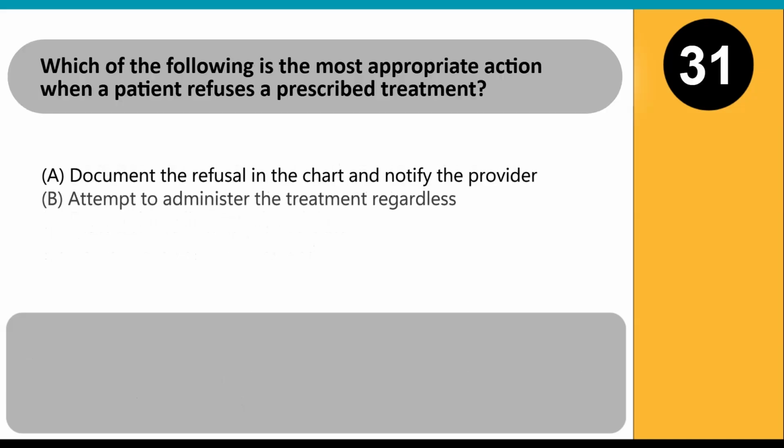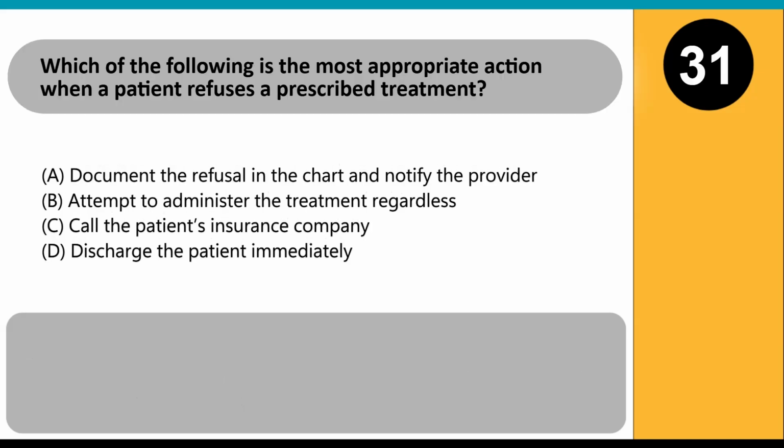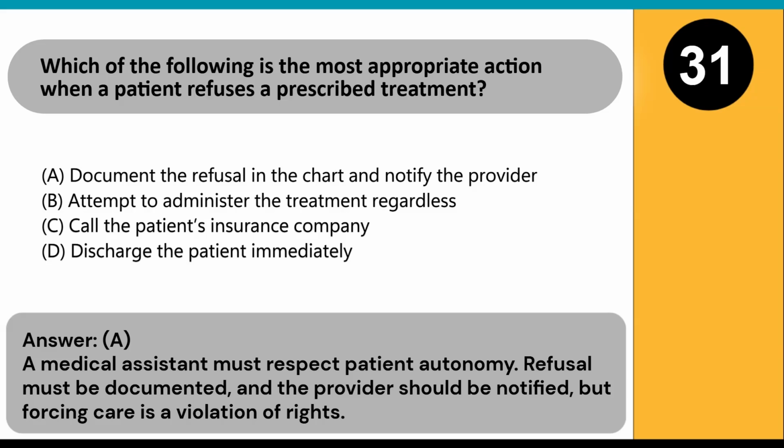Which of the following is the most appropriate action when a patient refuses a prescribed treatment? A. Document the refusal in the chart and notify the provider. B. Attempt to administer the treatment regardless. C. Call the patient's insurance company. D. Discharge the patient immediately. Answer: A. A medical assistant must respect patient autonomy. Refusal must be documented, and the provider should be notified, but forcing care is a violation of rights.